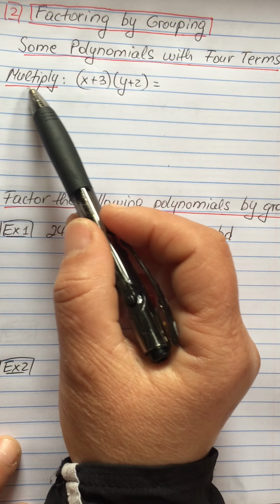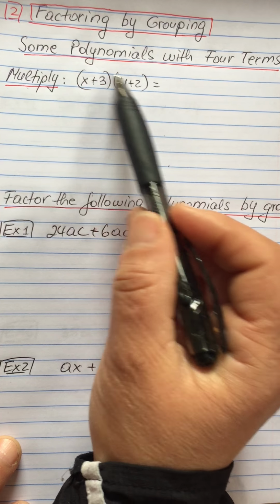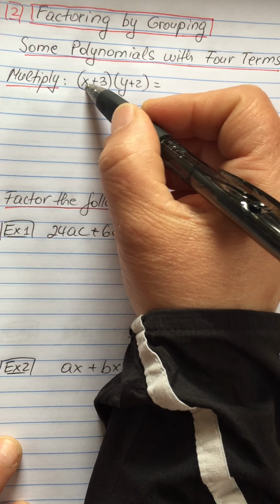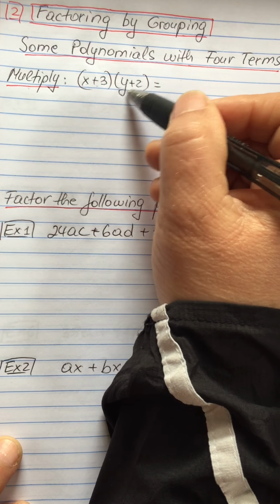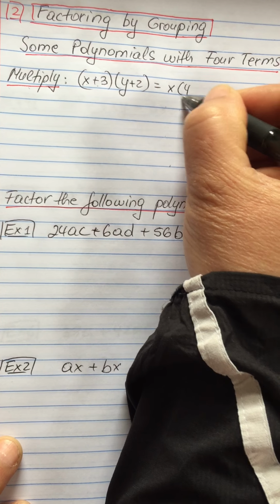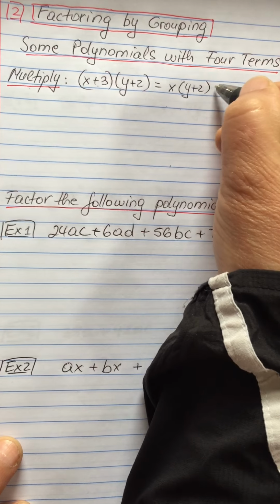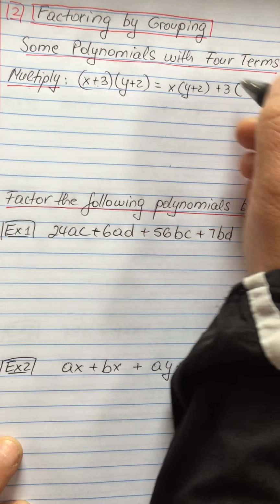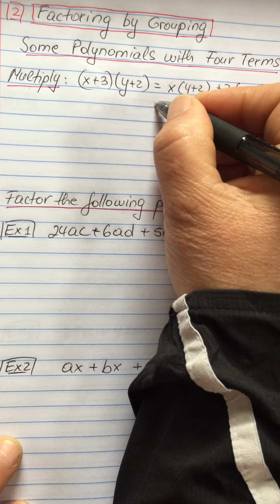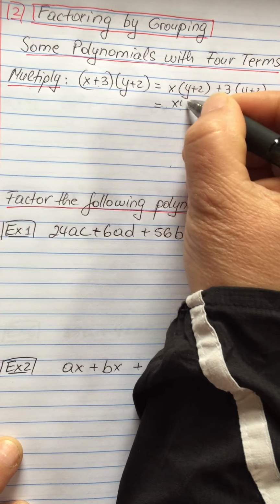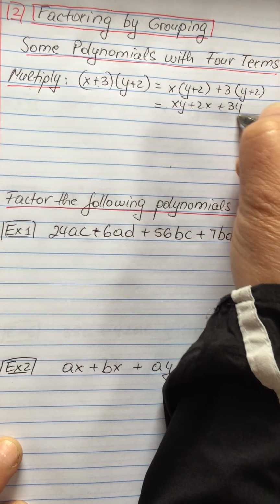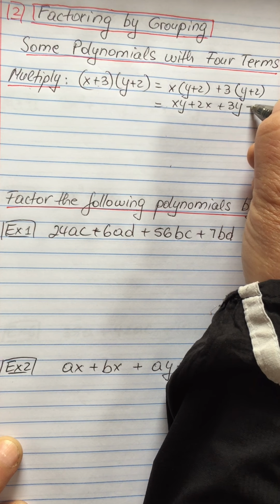So let's go back to multiplication. So we know how to multiply polynomials. Now, the terms of the first polynomial will be distributed over the second polynomial. So x will go and multiply y plus 2, and positive 3 will go and multiply y plus 2. And now we distribute, we multiply. X times y is xy, x times 2, 2x, 3 times y, 3y, and 3 times 2 is 6.